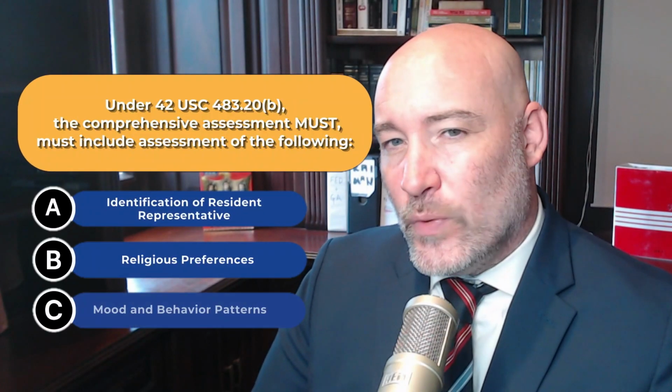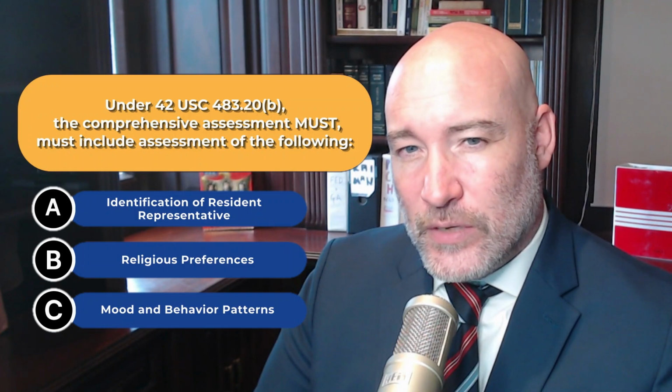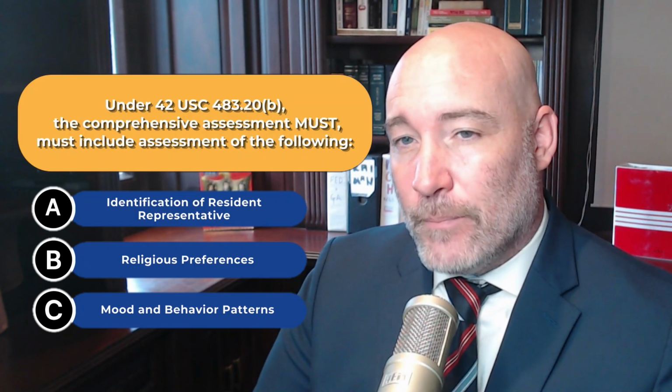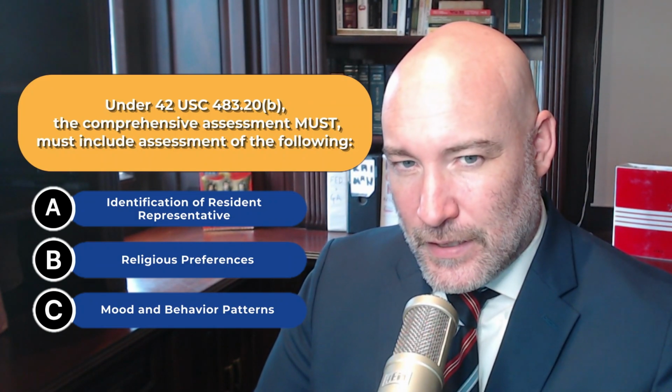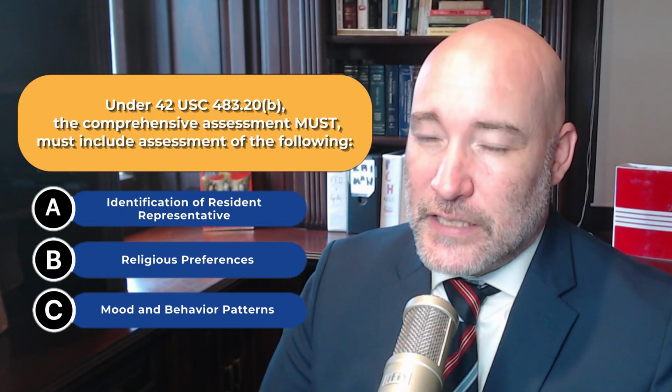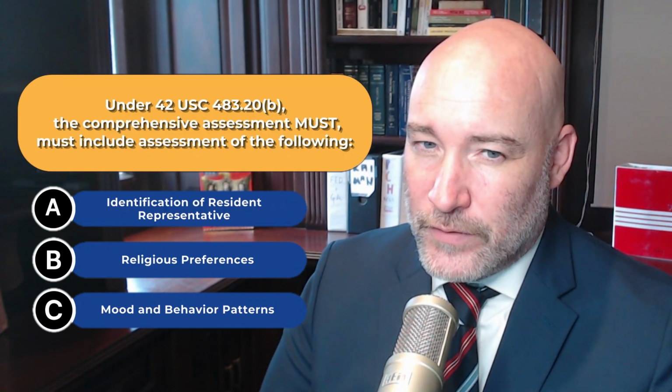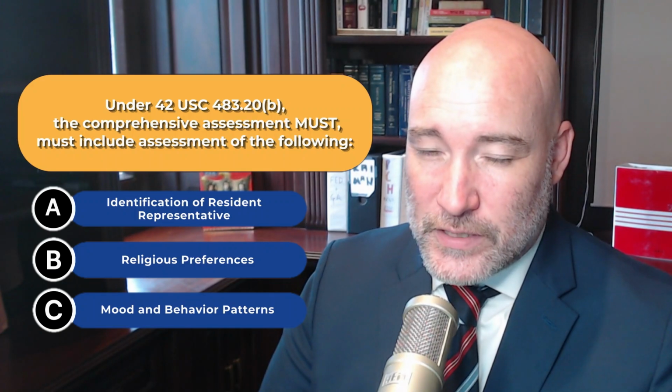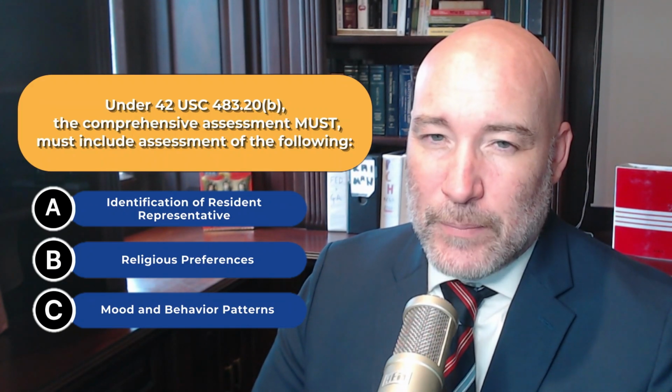Under 42 USC 483.20(b), the comprehensive assessment must include the following: A, identification of the resident representative, B, religious preference, or C, mood and behavior patterns.